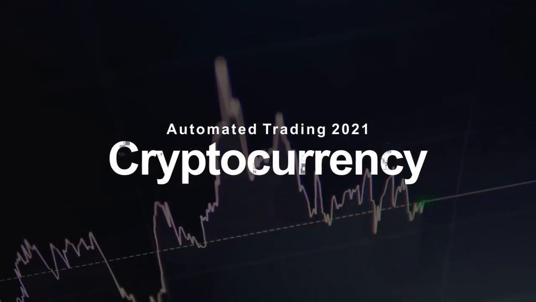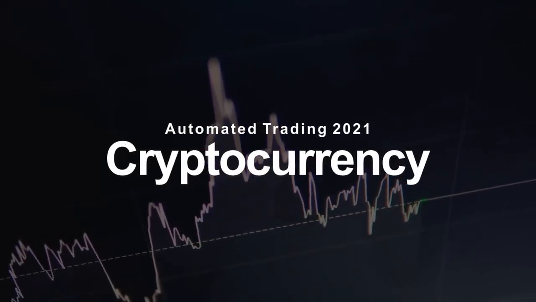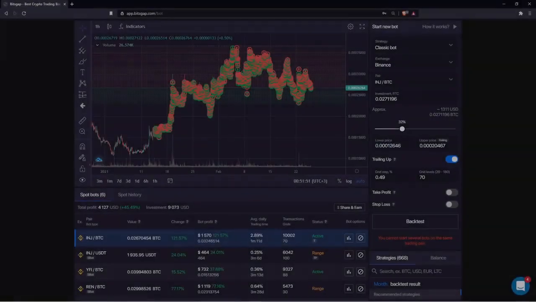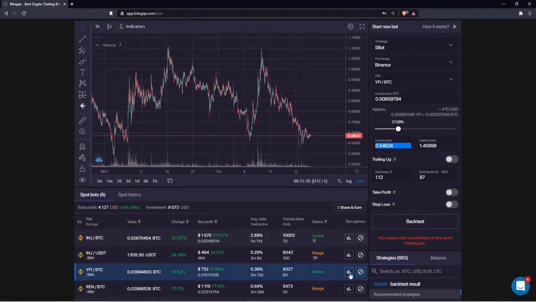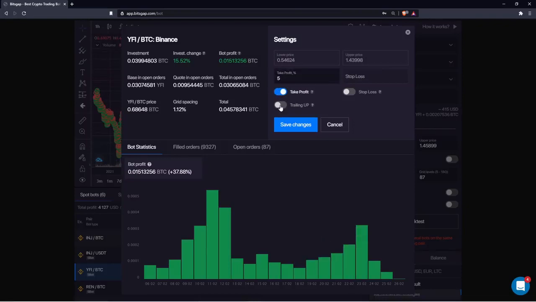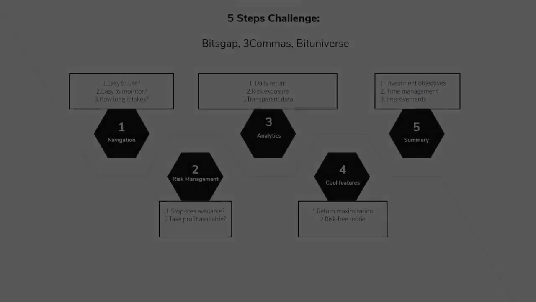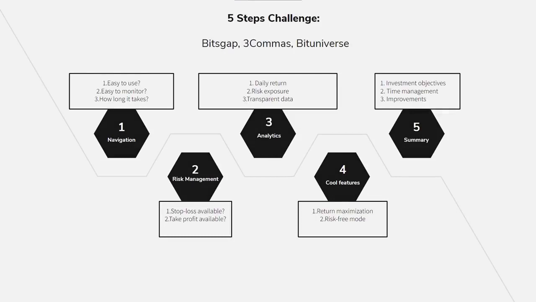Greetings everyone! This video we made to demonstrate how different cryptocurrency platforms like Bitsgap make it possible for absolutely everyone, regardless of the pocket size and experience, to create various automated trading strategies to generate returns on a cryptocurrency market every single day. We will compare Bitsgap, 3COMMAS and BITUNIVERSE in terms of navigation, variety of risk management tools, analytics transparency, and number of cool features that each of the platforms offers to us to maximize returns and secure return.